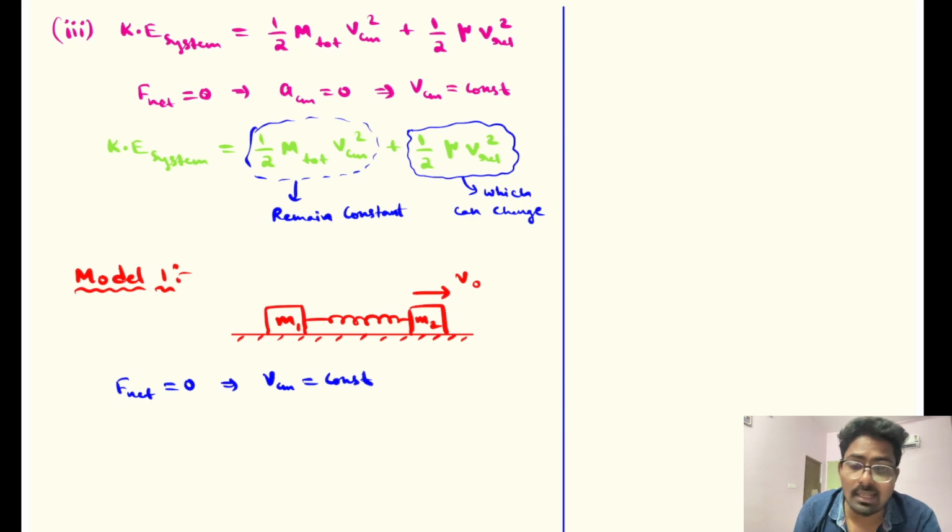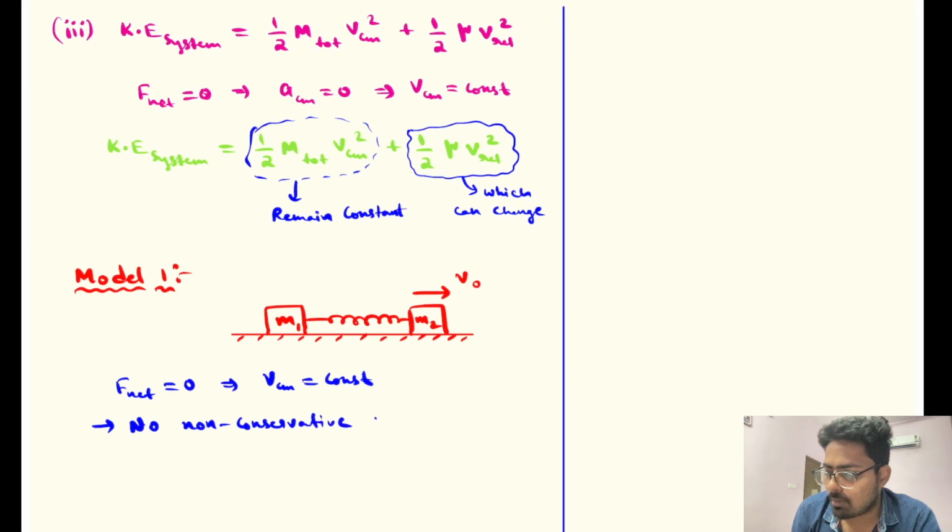That means only energy that can vary is what? This one. And we know that there are no non-conservative forces here. When there are no non-conservative forces, which implies energy should be what? Energy should be conserved. When energy is conserved, that means total energy should be constant.